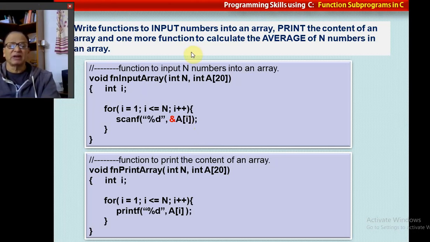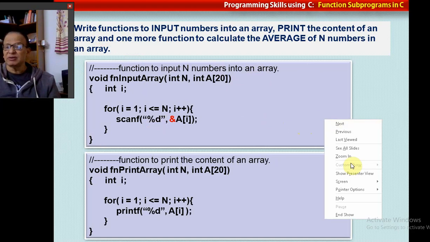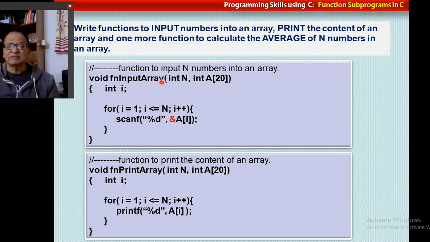We are going to write three functions here. Write functions to input numbers into an array, print the content of an array, and one more function to calculate the average of n numbers in an array. This is the first function. The name of the function is input array. Input n numbers into this array. These are the parameters you are going to pass, n and int a[20].